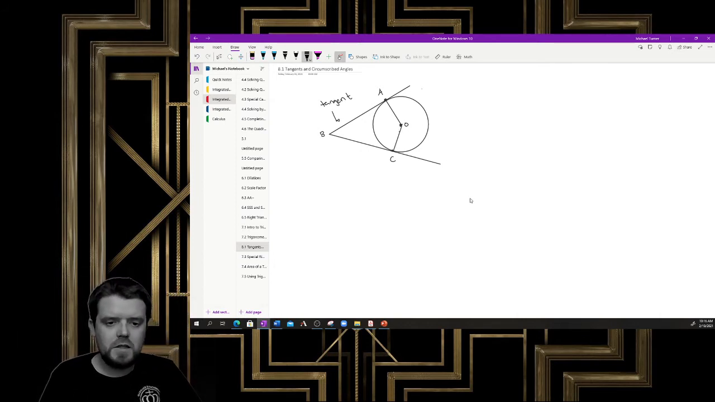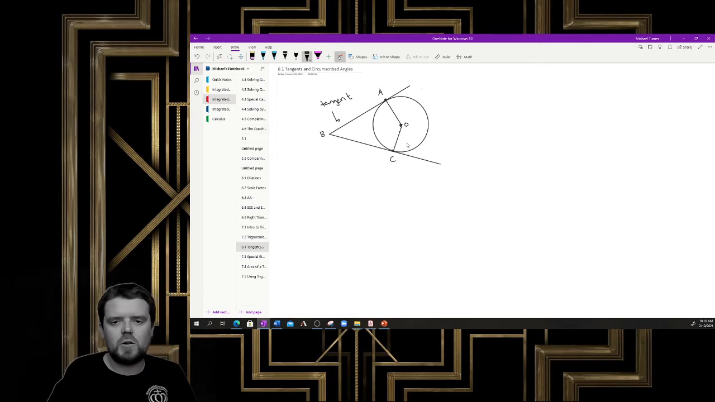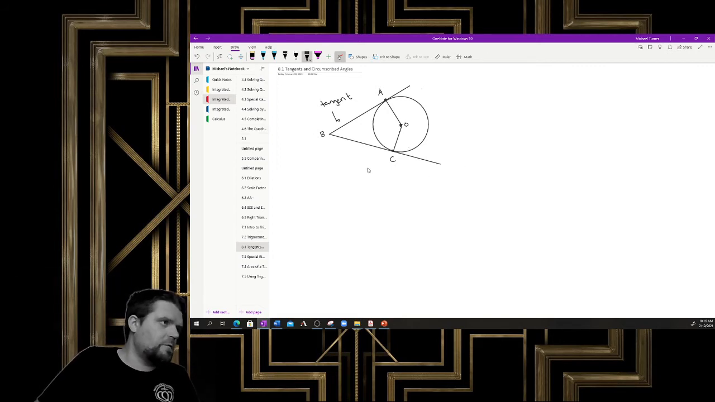So our first theorem is that if we draw a circumscribed angle about a circle, these two sides, AB and BC, are going to be congruent. So that's the first thing we need to know for this section.